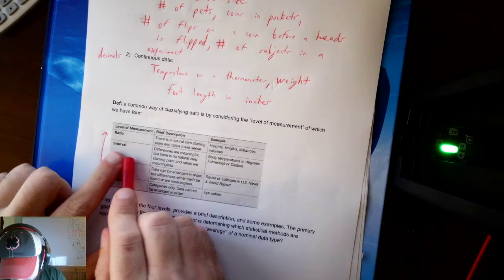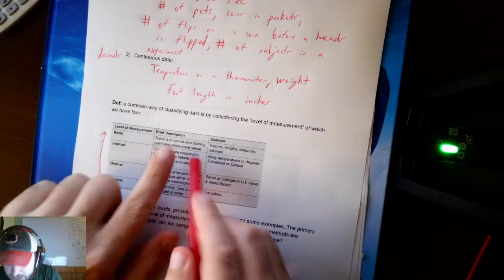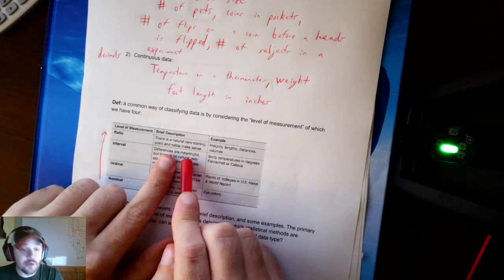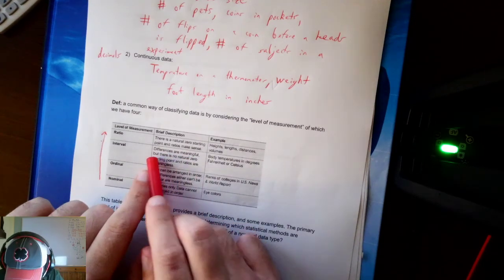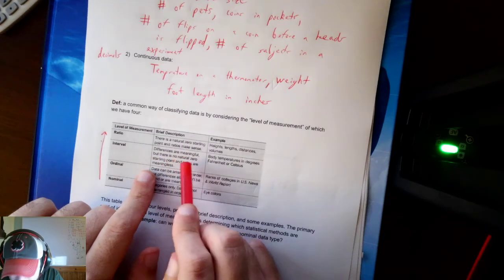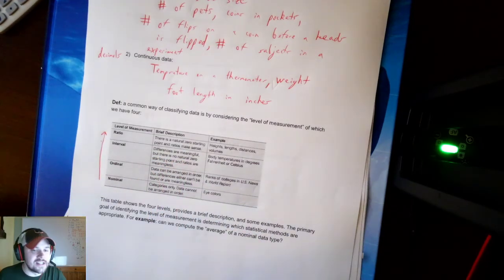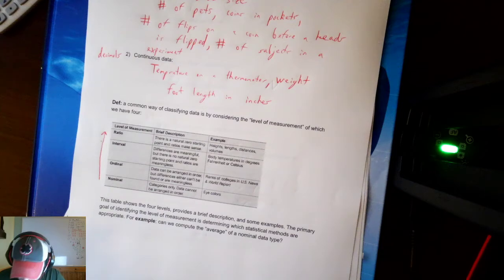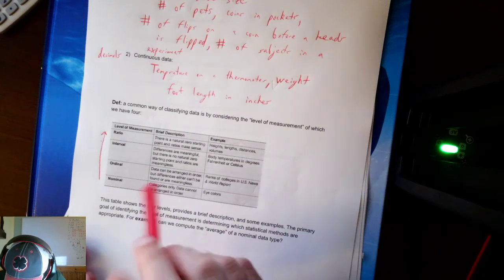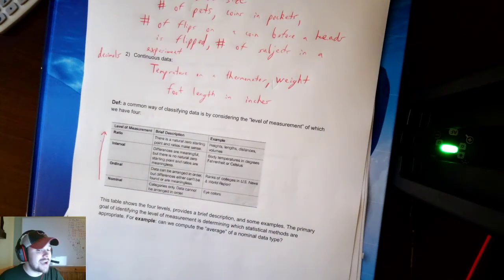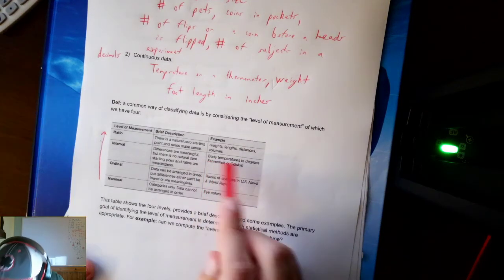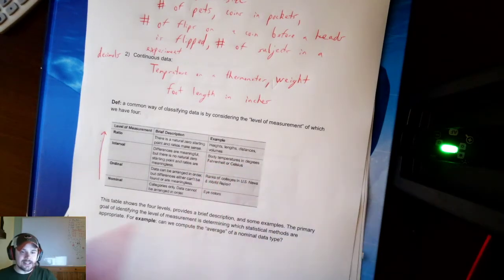Next, interval data. Here, differences are meaningful. You can subtract things and it does mean something. But there is no natural 0. The value of 0 does not mean 0. And ratios are meaningless. Ratios are fractions. You can't compare the numbers as fractions. An example would be body temperature in degrees Fahrenheit or Celsius.